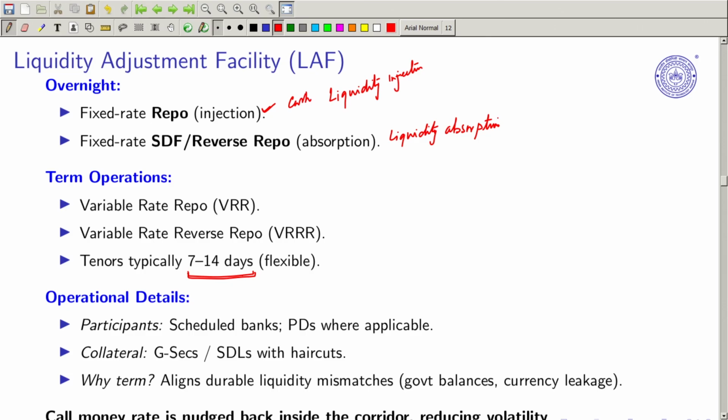A lot of the time there are studies talking about such cartels, where banks have an understanding among themselves about what rate they have to quote so that they can reap the maximum benefit. But overnight is about the repo SDF.